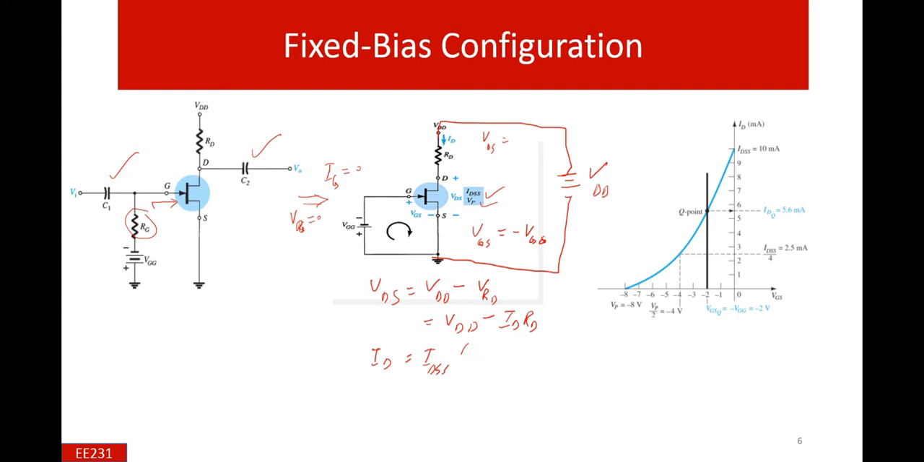This Shockley equation is applicable. VGS over VP is squared. So this VGS in this case is equal to this DC source, and the last point which is still applicable, VRS, the voltage drop across the source terminal, is 0.